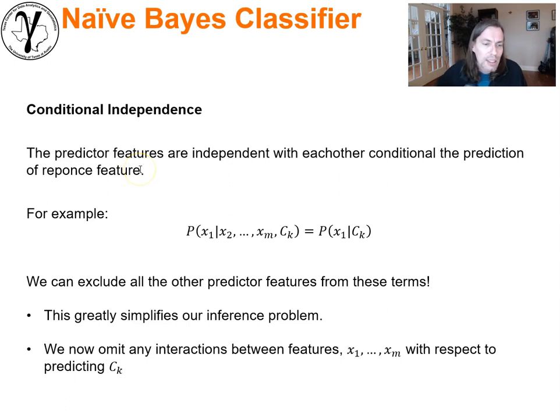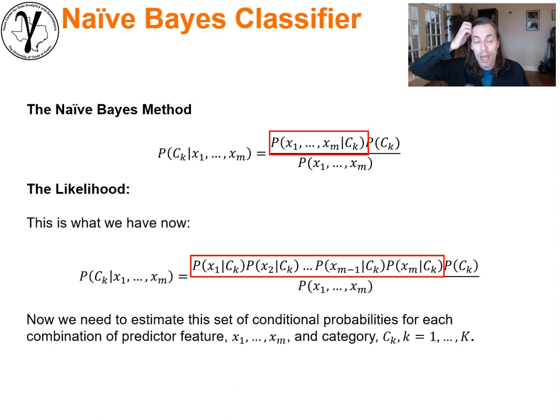Okay, so what does it look like? We're basically going to say the probability of x1 given all of the other predictor features and the category is only conditional to the category. We remove all of the other predictor features. That's conditional independence. Yeah, it greatly simplifies our inference problem. We can get this, actually no problem at all. And I'll show you, we just nail it, we'll get it. But we're going to omit any interactions between the predictor features with respect to predicting the category. So that is a bit of an assumption. So let's go. So what's it look like now?